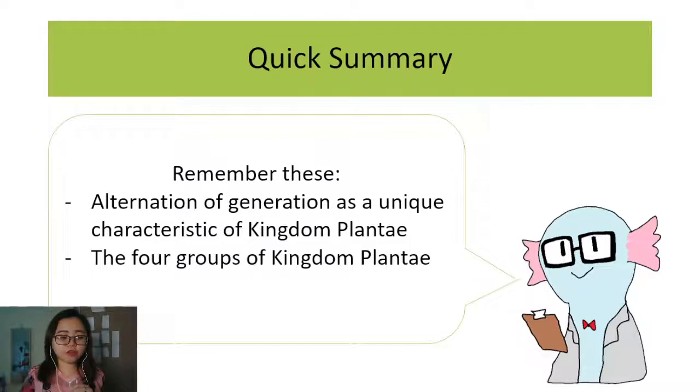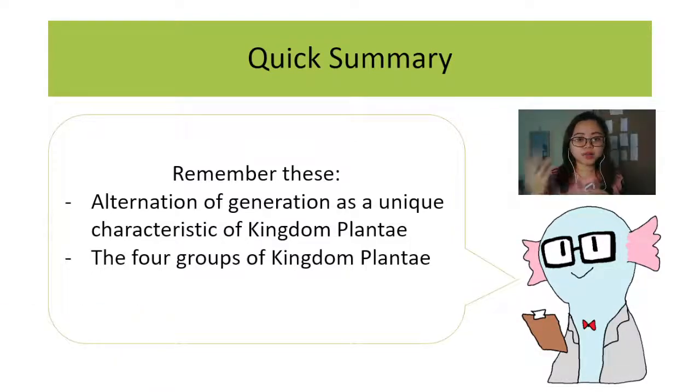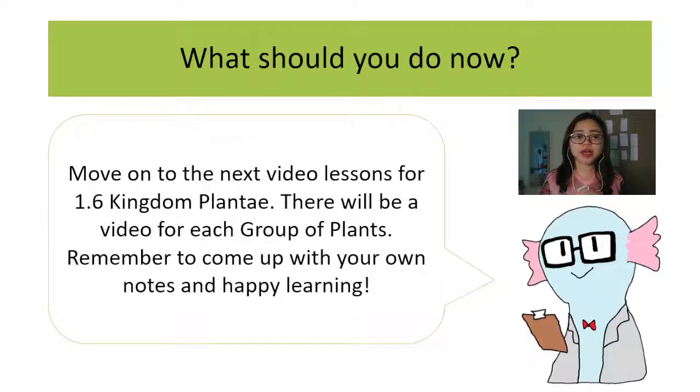Alright, so just a very quick summary. Please remember that the alternation of generation is a unique characteristic of kingdom Plantae, and there are 4 groups that we will focus on in kingdom Plantae. And that's it. Very short. And what you should do now is just move on to the next video lesson for 1.6 kingdom Plantae. There will be a video for each group of plants.